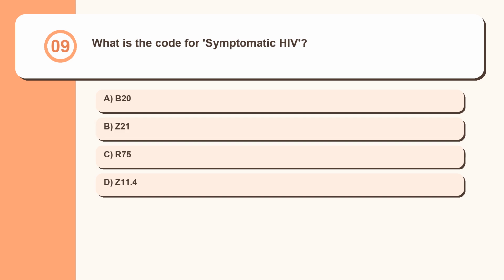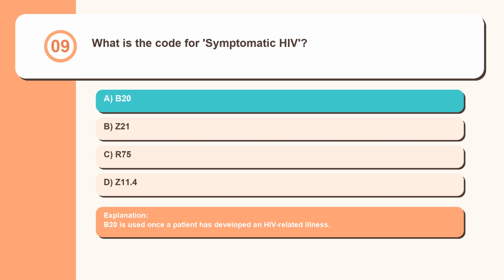Question 9. What is the code for symptomatic HIV? B20, Z21, R75, Z11.4. B20 is used once a patient has developed an HIV-related illness.